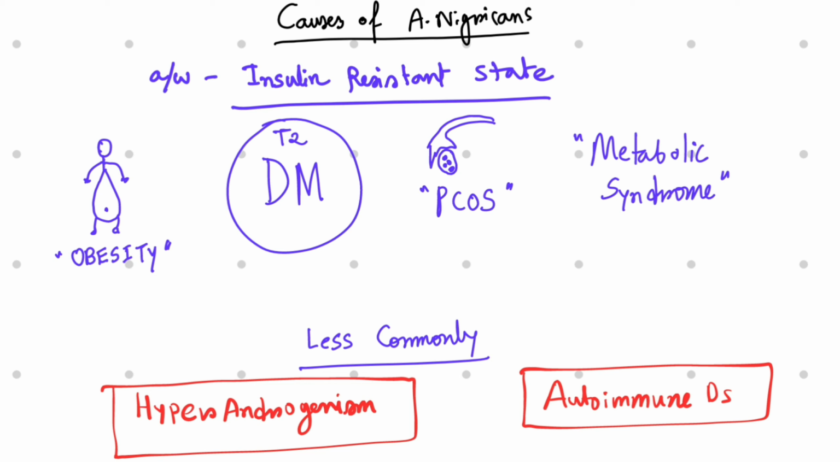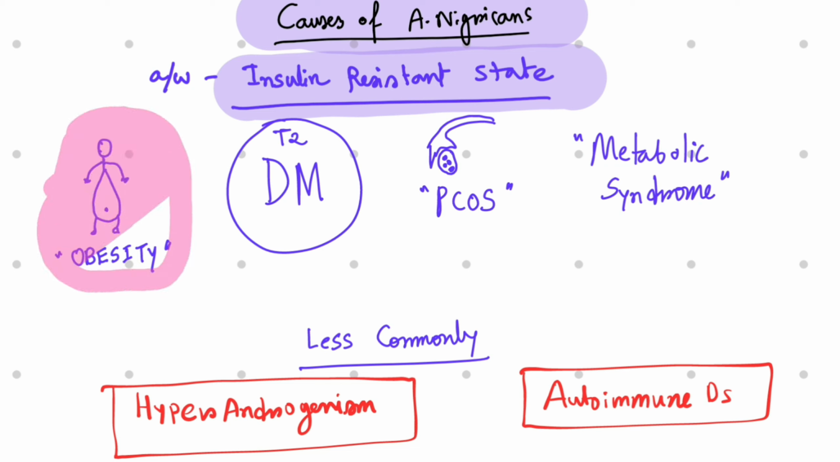So now let's come to the causes of Acanthosis nigricans. Basically, this condition is associated with insulin resistant states. So what are the states that are actually insulin resistant? One of them is obesity. Then condition number 2 is type 2 diabetes mellitus. Condition number 3 is polycystic ovarian syndrome, and other metabolic syndromes can lead to this insulin resistant state, giving rise to the dermatological manifestation of Acanthosis nigricans.